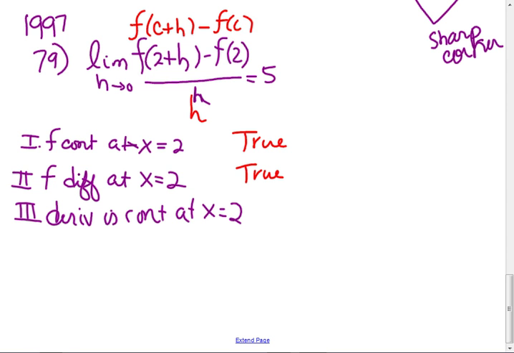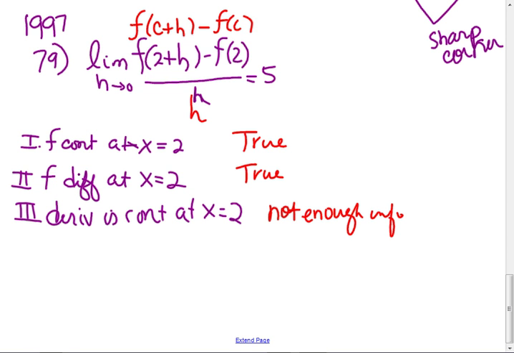Now, they say which ones must be true. It doesn't say the 3 can't be true. It just says, does it have to be true? Is the derivative continuous? I don't know. So I just don't know enough to say 3 is true. Is the answer 1 and 2? Yeah. I don't know what C is. 1 and 2. Not enough information. It might be true. I don't know.